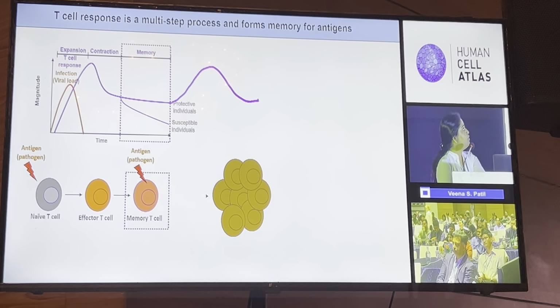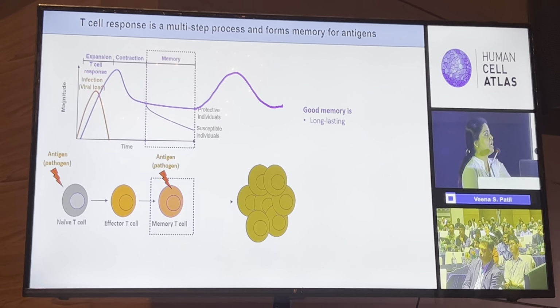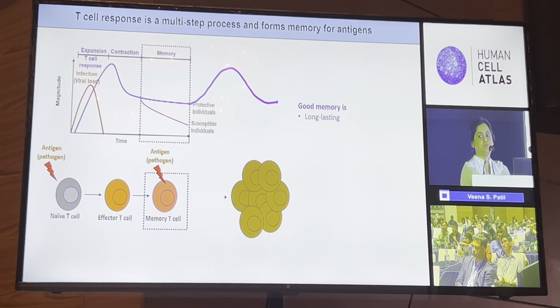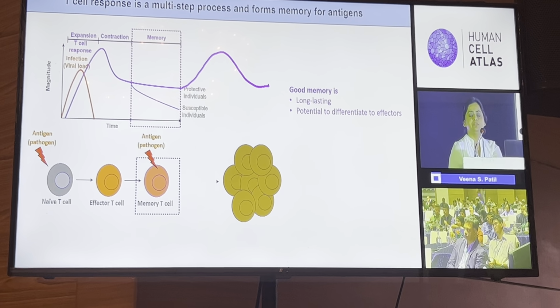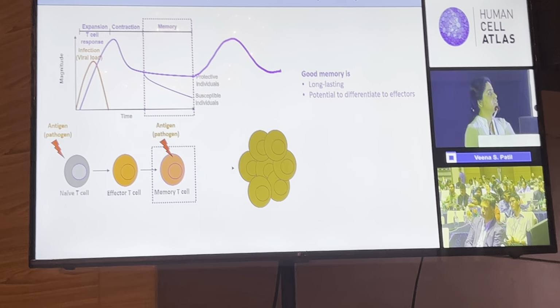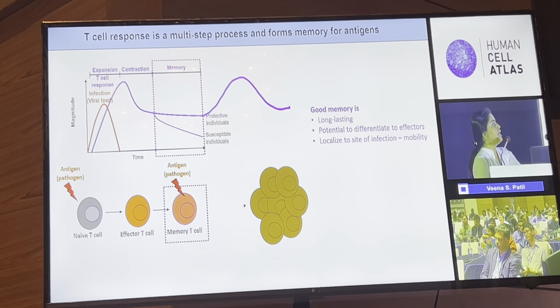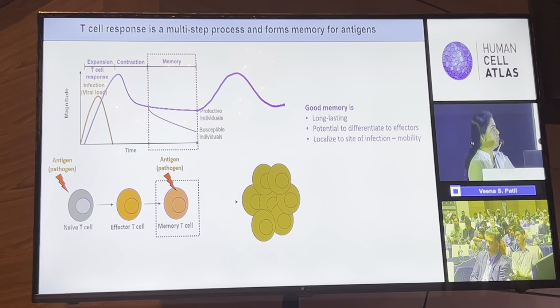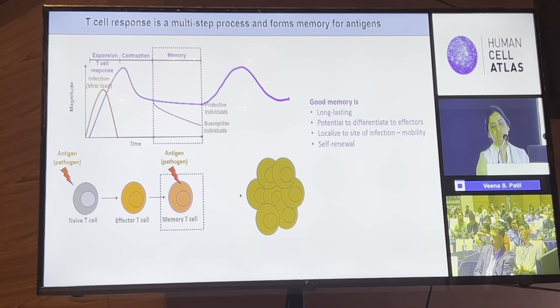So now if we want to say what is a good memory, the memory has to be long lasting. Once you have an infection, it should really be there for a very, very long time. And it should have the potential to differentiate into effector cells so that it can control the infection whenever there is a secondary infection. It should be able to move to the site of infection, that's the mobility, and be able to self-renew even in the absence of antigen. Okay?